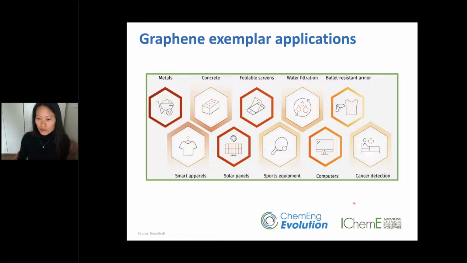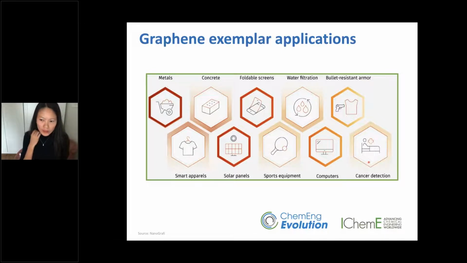Here I list some very specific exemplar applications. Let's focus on cancer detection. If you use graphene to link the positive and negative electrodes, you can use the field effect transistor effect to enhance the sensitivity, which leads to the early diagnosis of cancer.